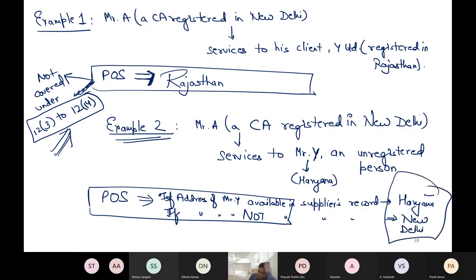Now with this, I have completed section 12, determination of place of supply of services. That's all from my side.